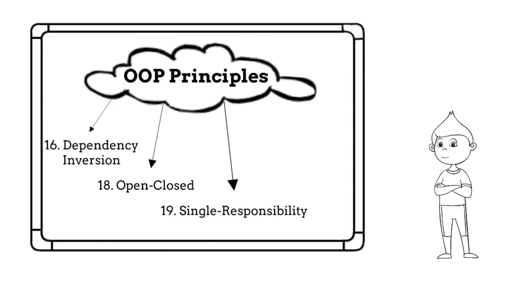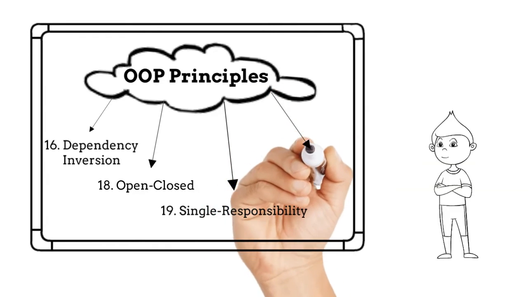Single responsibility principle states that a class should have one and only one reason to change, meaning that a class should have only one job.